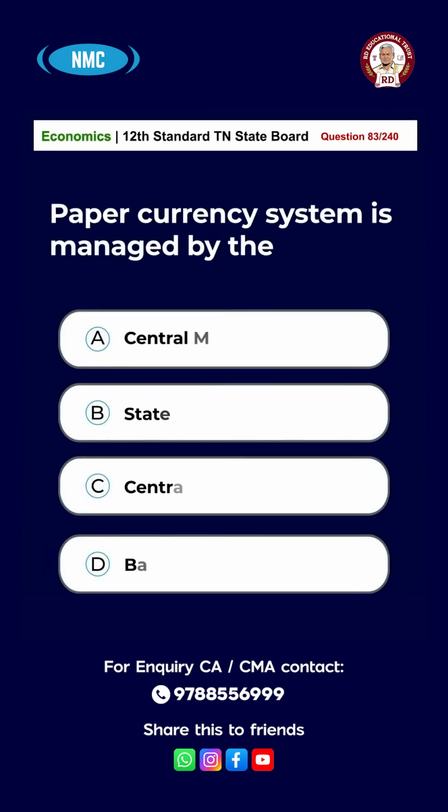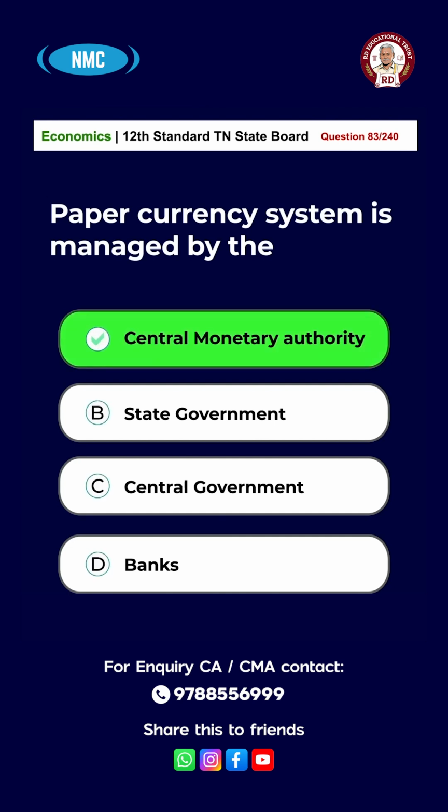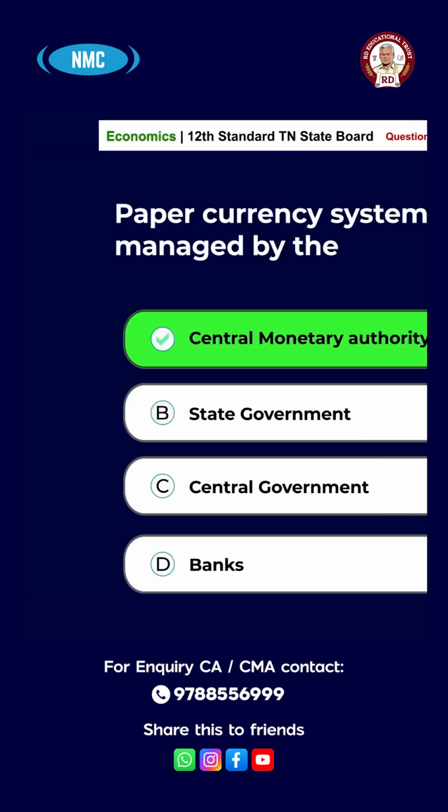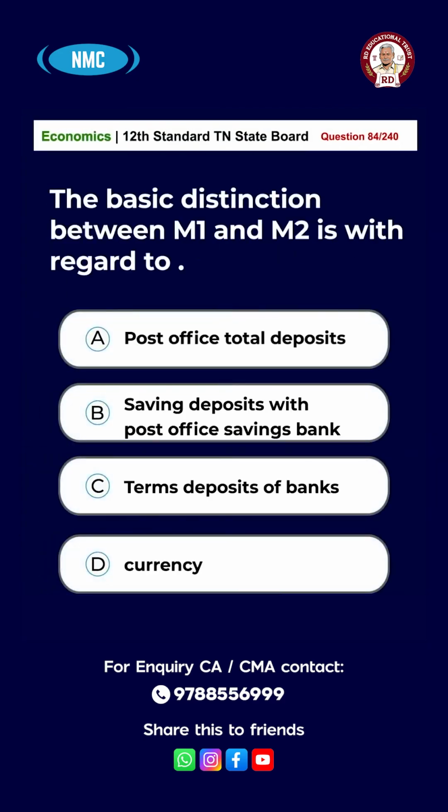Question number 83. Paper currency system is managed by the A, Central Monetary Authority. B, State government. C, Central government. D, Banks. The answer is option A, Central Monetary Authority.